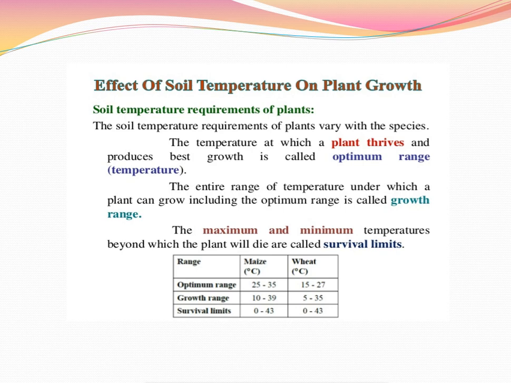Then for the next crop, the optimum range is 15 to 27 degrees. Growth range is 5 degrees centigrade to 35 degrees centigrade. Then the survival limit is 0 to 43.